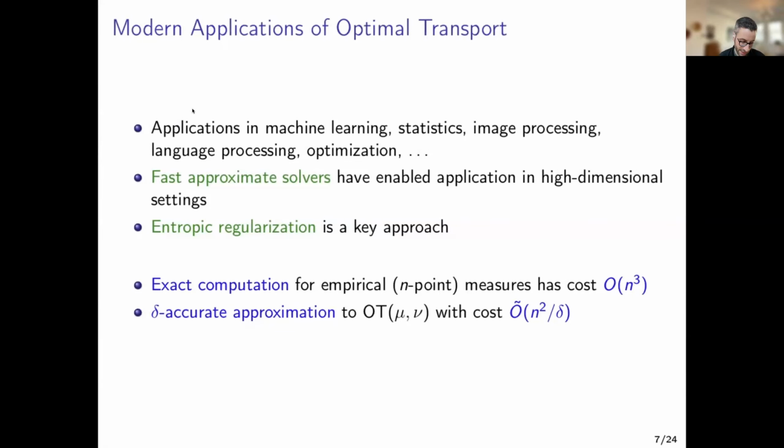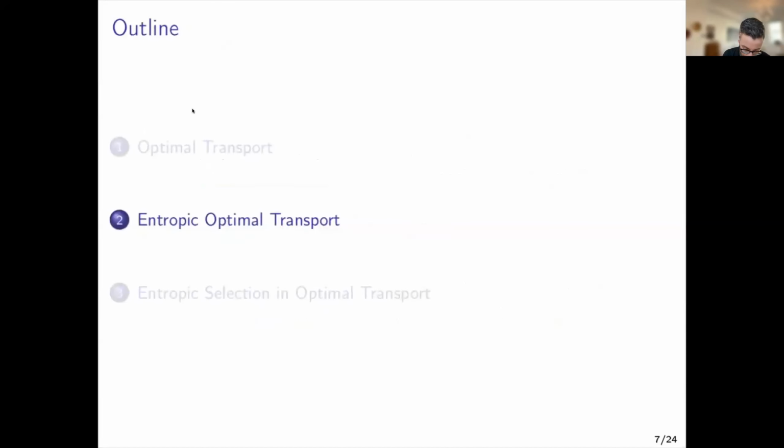And one reason that this has become popular is that in the last decade or so, fast approximate solvers have allowed us to really compute large-scale problems. Okay, so for those approximate solvers, regularization is a key approach, and entropic regularization is the most popular one. The idea is to compute that number OT in a cheaper way, approximately, than by some exact computation. So let me tell you what this entropic problem is.